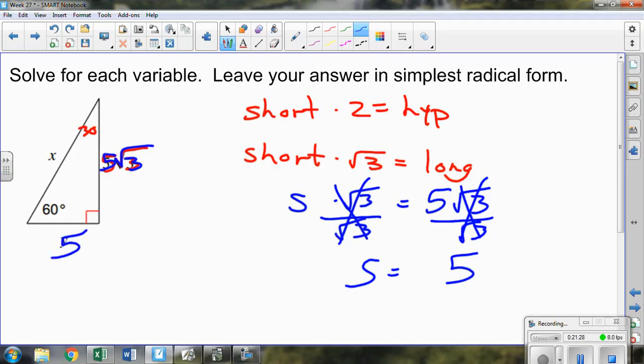Now let's get the hypotenuse. Knowing that the hypotenuse is the short leg times 2, 5 times 2 equals x. Sweet, that's 10, and we're done.